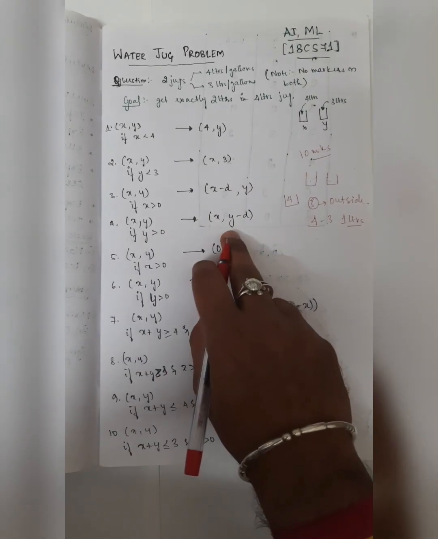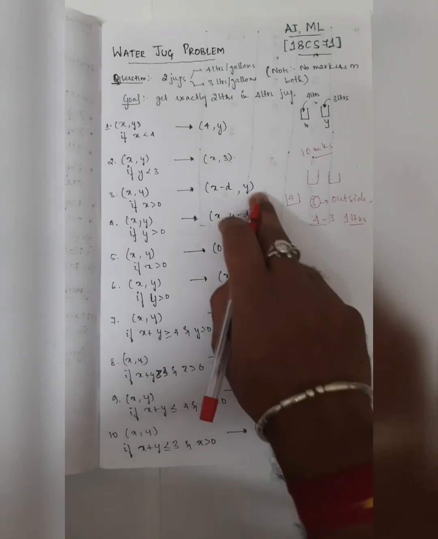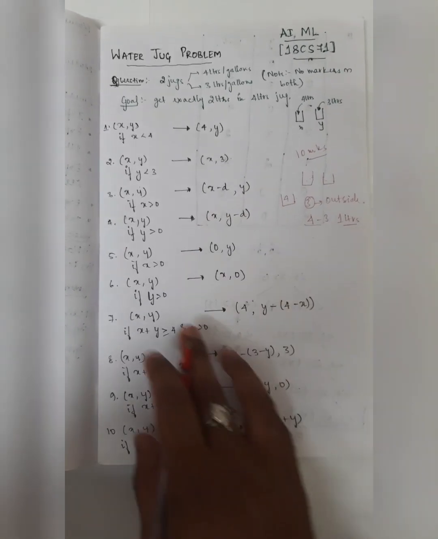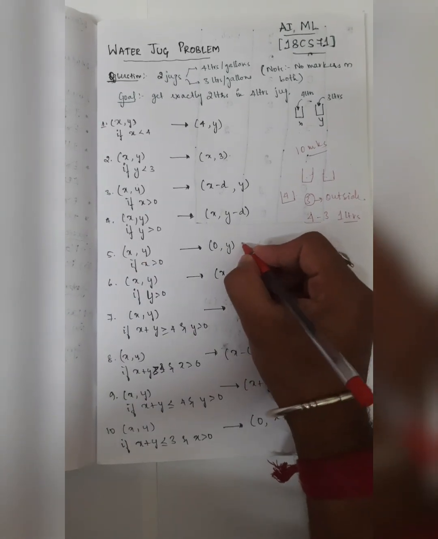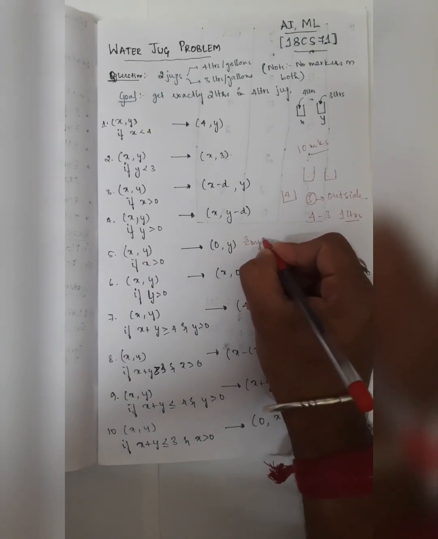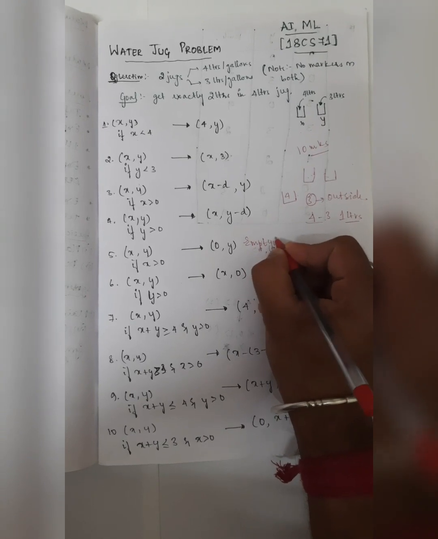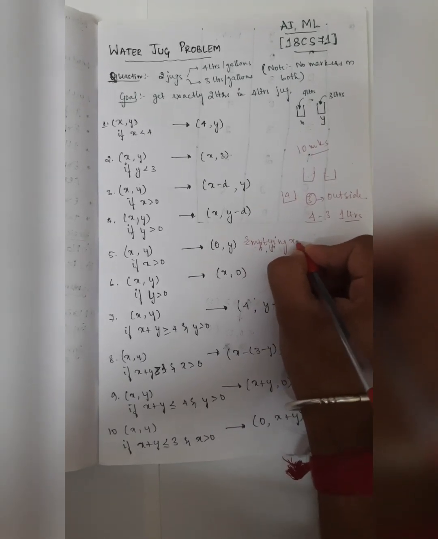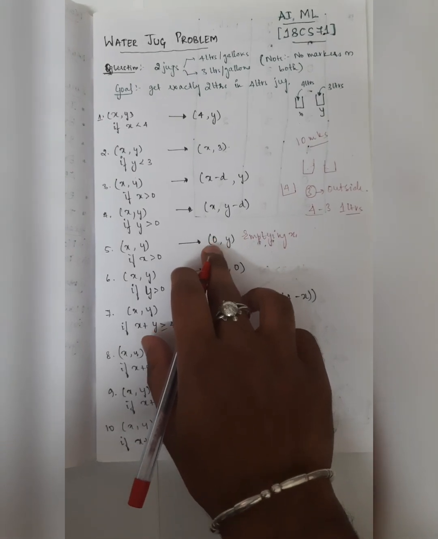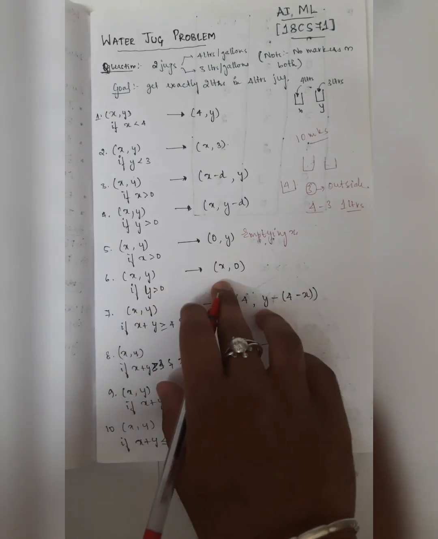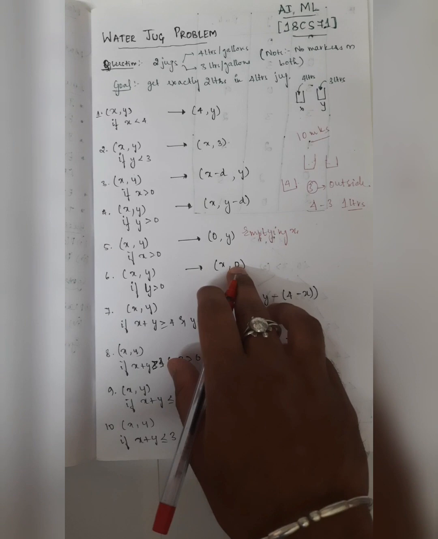Same way we can even pour out some water from Y. So we are having the same thing here. Now here we are having emptying X. So this says that we are emptying X. We can pour out all the water from X, so it becomes (0, Y). Same way emptying Y, we are having (X, 0).